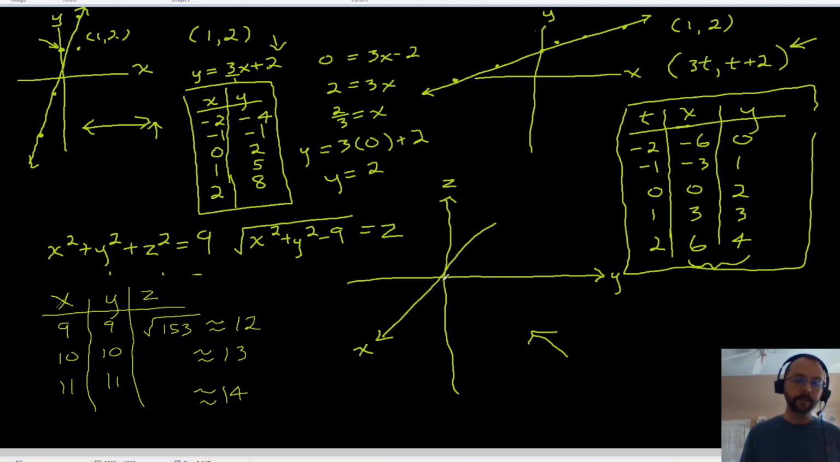So we have 9 on the x, 9 on the y. Sorry, this is x. 9 on the x, 9 on the y, and then maybe 12 on the z. Then we have 10 on the x, 10 on the y, and maybe 13 on the z. And 11, 11, 14, it's going to be somewhere up in here. And at this point, you really can't tell what shape that makes. I mean, it looks like a straight line, although I happen to know this is a sphere. It should be centered on the origin, so I think maybe I made a mistake somewhere.